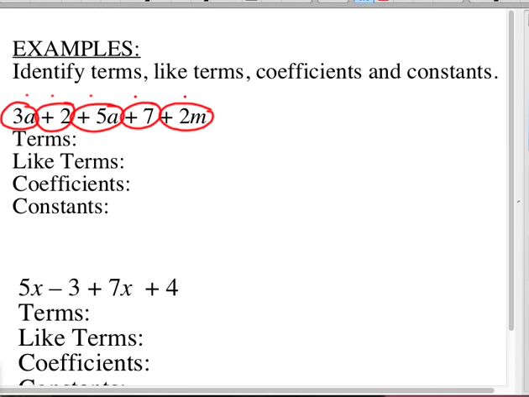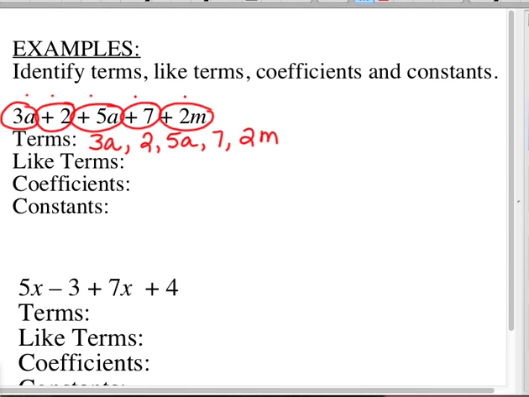Once you have them circled, it's easy to then list the terms. And I know this seems ridiculous because they are listed right up there, but we're going to list them anyways. Our terms are 3a, 2, 5a, 7, and 2m. That's all I did. I just listed them. Which ones are like each other?